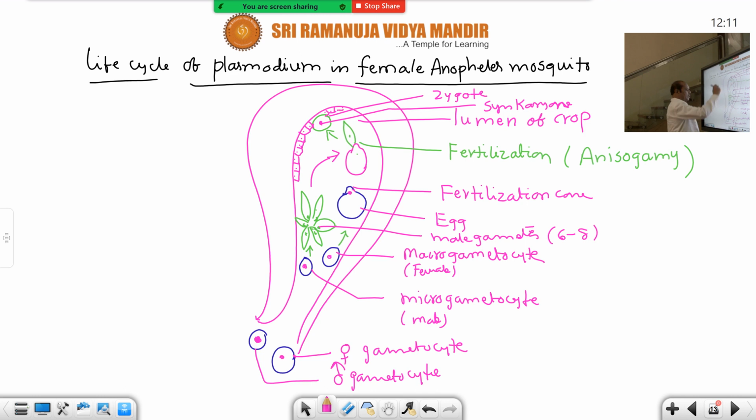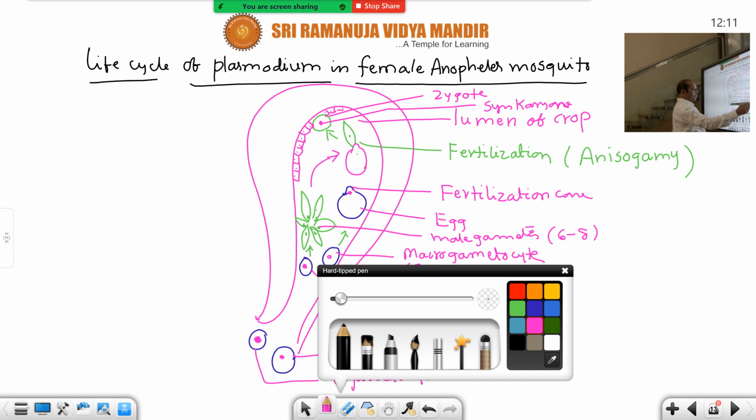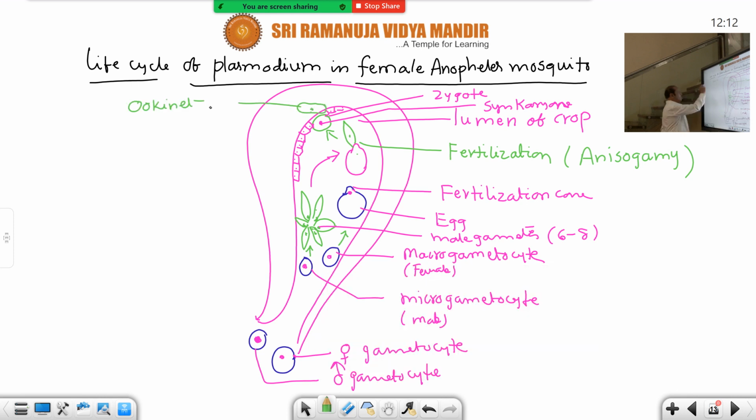So this zygote enlarges gradually. You see here, this zygote is elongated and moving like this, penetrating the wall of the stomach. This moving zygote is called ookinete. The other name of ookinete is vermicule. So for the second life cycle, you have to draw this diagram. All these stages occur in the crop of the stomach, in the lumen of the crop and on the wall of the crop of the stomach. This is the wall of the crop. This is the lumen of the crop. Already it is mentioned here, lumen of the crop.